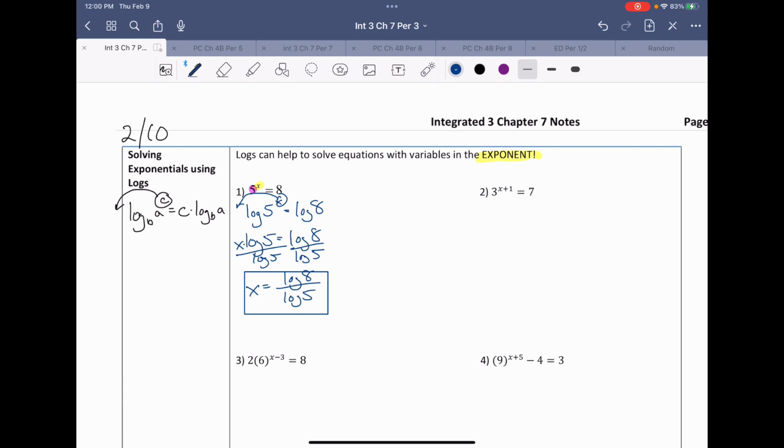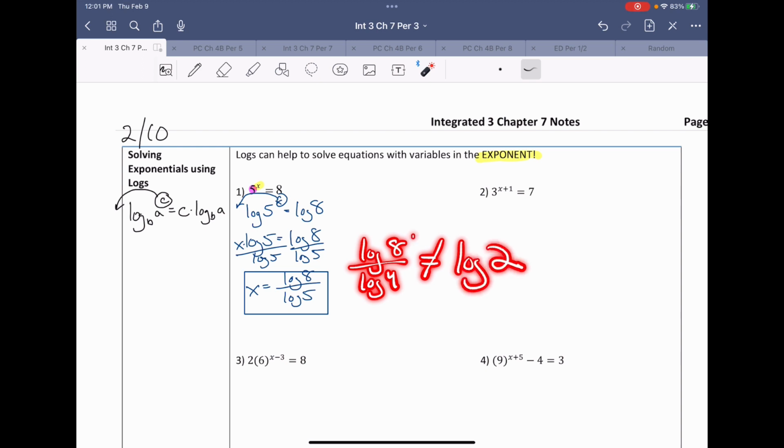This is what you'll never do. I'm just going to do this in laser pointer. If you had log 8 over log 4, that is not the same as log 2. You cannot divide these numbers. The log has to touch each number separately, and they do not reduce. So that's our answer to number 1.